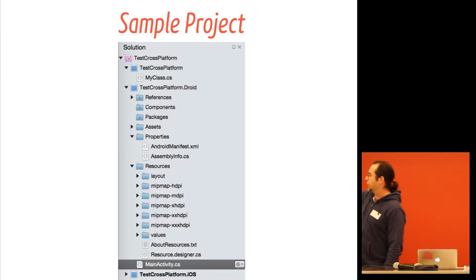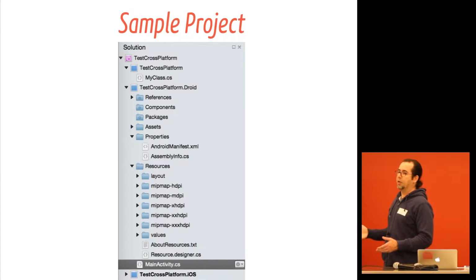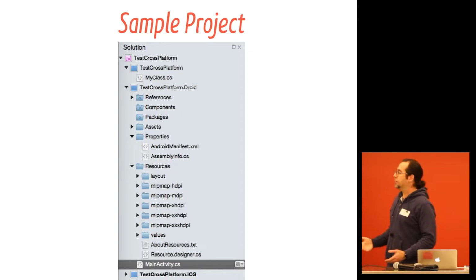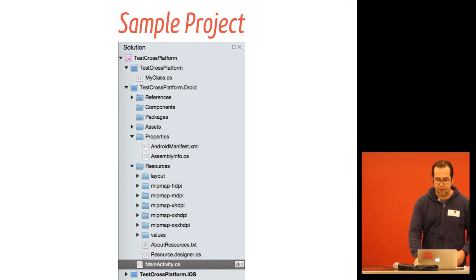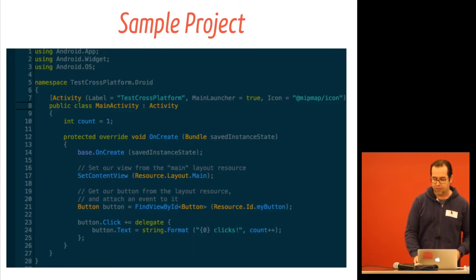You have resources, which have layout files. You can put drawables in here, values. And those XML files actually look just like they do on Android. So the project structure is very similar to what you're used to, especially in that Android part of the project. And here is the main activity file, which is a C# file. So we'll look at that.